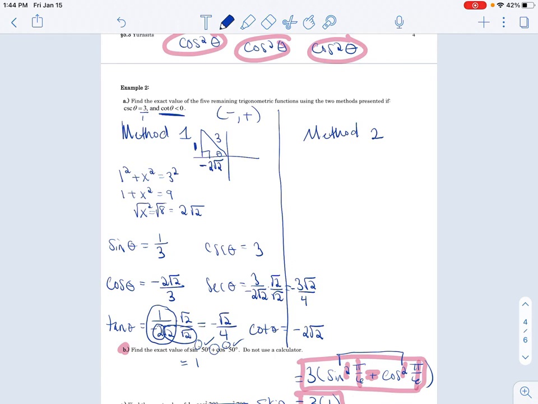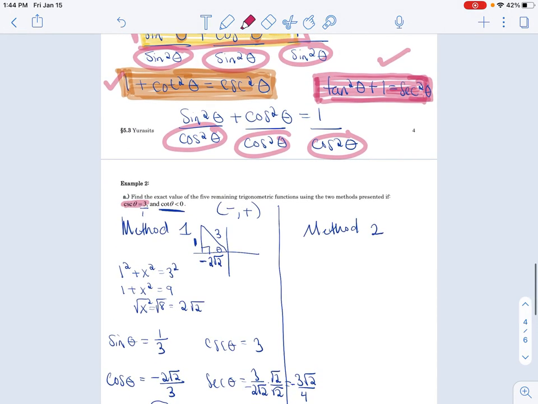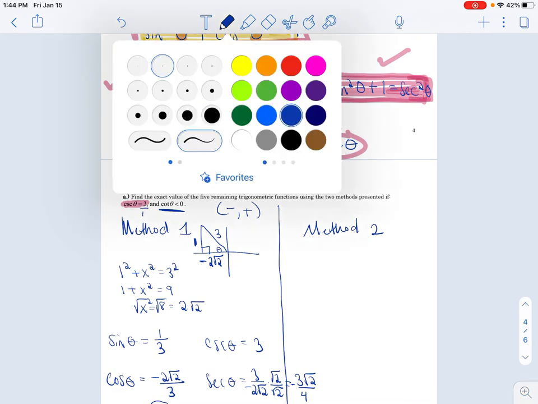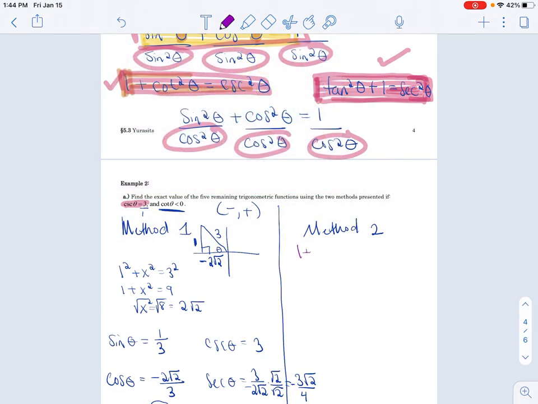Now, method 2 is using one of these identities. Now, the fact that they gave us cosecant, all right, that means I want to go ahead and use this one because it has cosecant in it. So I'm going to use, let me change colors, I'm going to use 1 plus cotangent squared theta equals cosecant squared theta. That's true no matter what.